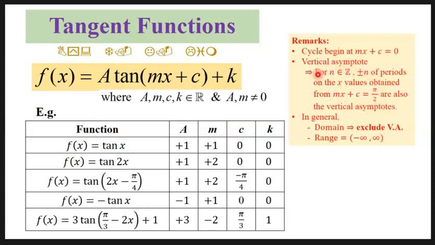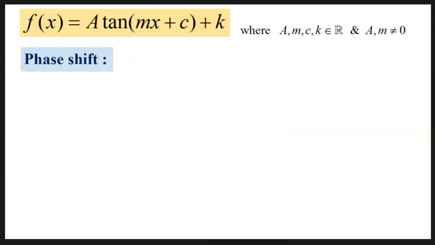To further understand the statement here, we shall see later from examples with specific values, and it will give a better idea. But in general, this is the information I have. Next, for the domain and range of a tangent function, the domain will be all real numbers, but we exclude the vertical asymptote values. For the range, it will be negative infinity to infinity.